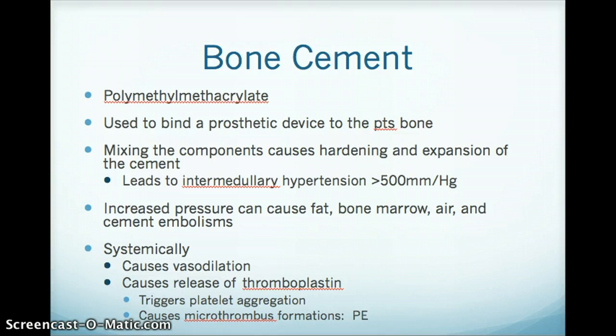This increased pressure can cause fat, bone marrow, air, and cement embolisms to push out of the bone into central circulation. Systemically, the methyl methacrylate causes vasodilation, the release of thromboplastin, and triggers platelet aggregation, leading to microthrombus formations. These microthrombi can migrate to the pulmonary vasculature and cause a pulmonary embolism.